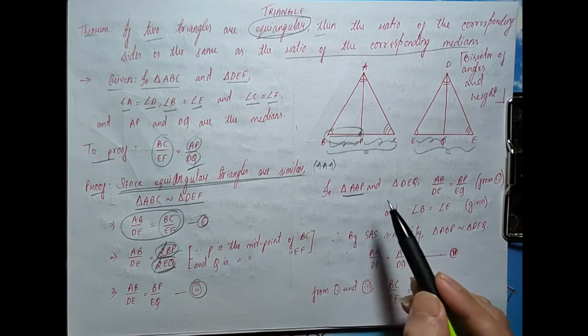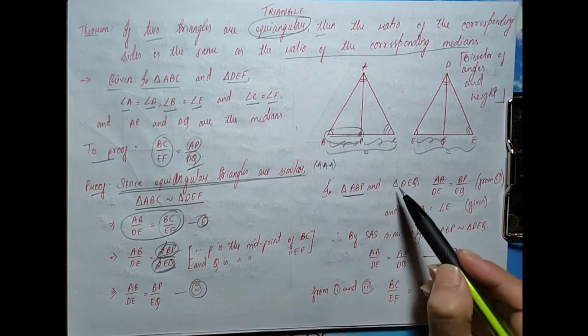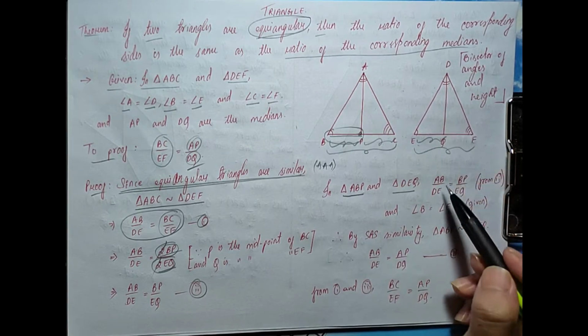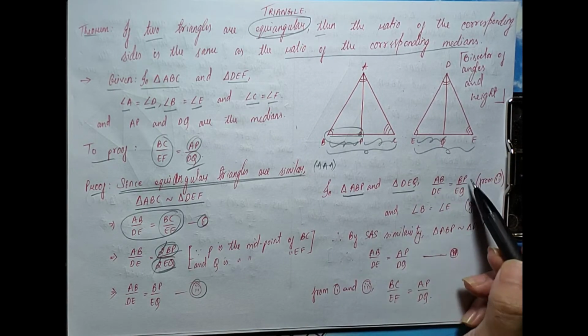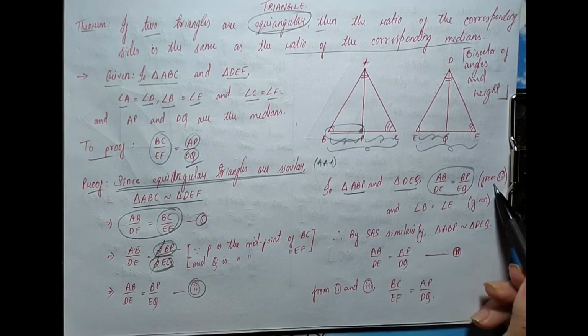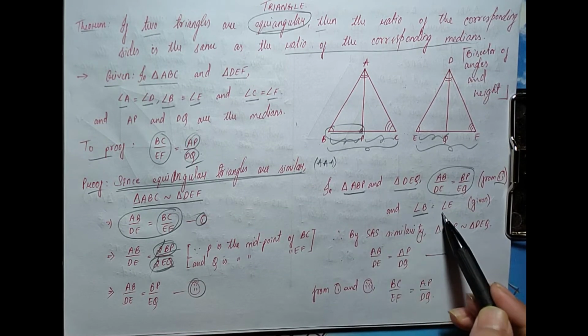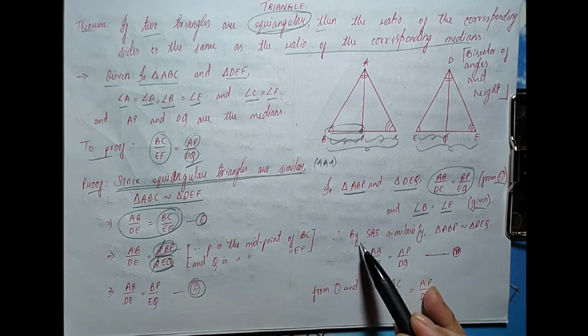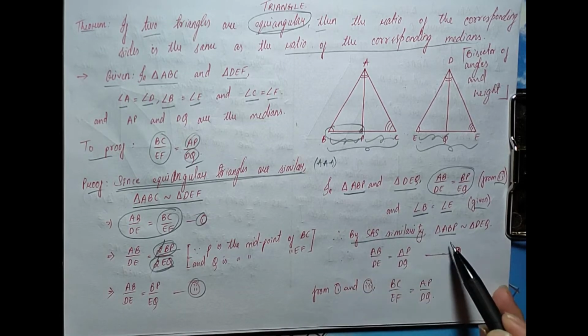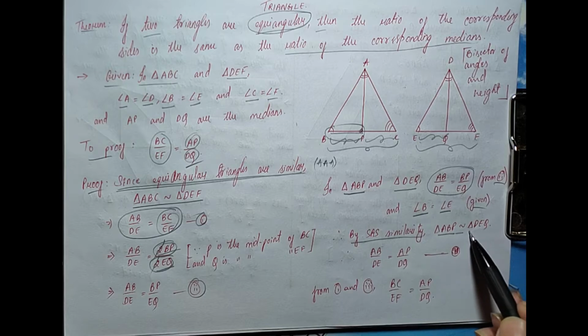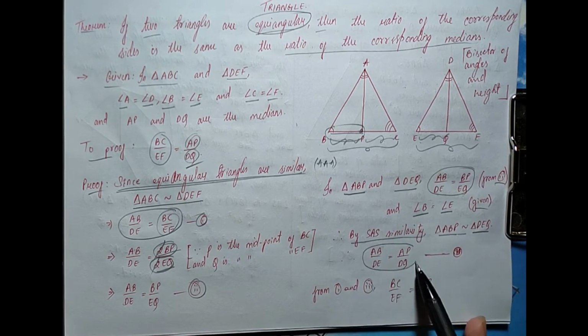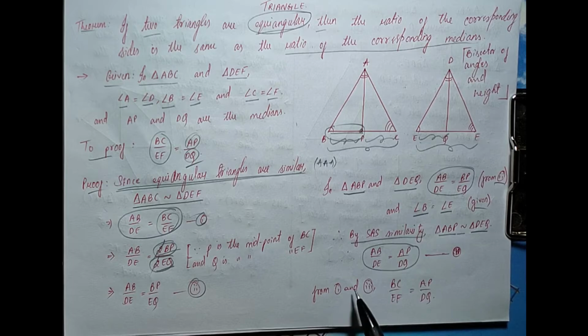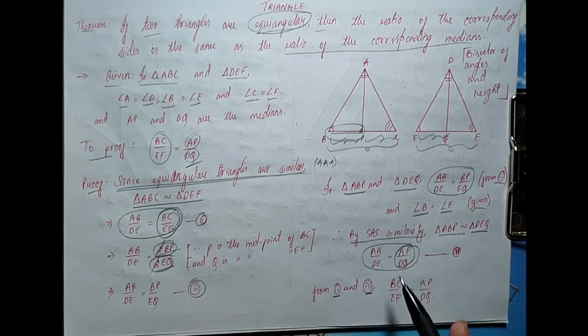Again, we're going to take triangle ABP and triangle DEQ. AB by DE is equal to BP by EQ from equation 2, and angle B is equal to angle E, which is given. So by SAS similarity, we have triangle ABP is similar to triangle DEQ. Then this is again the property of similarity. So if you compare equation 1 and equation 3, we have BC by EF is equal to AP by DQ.